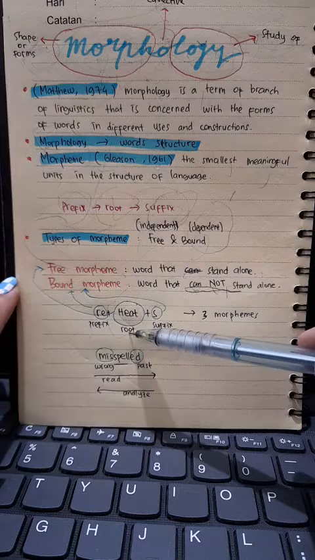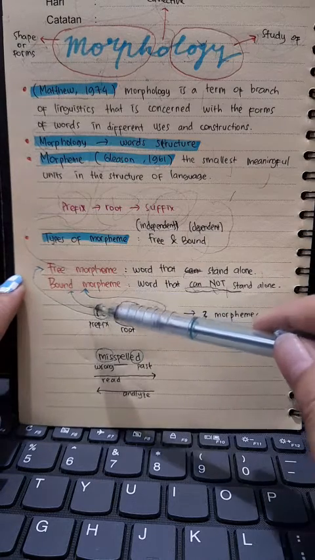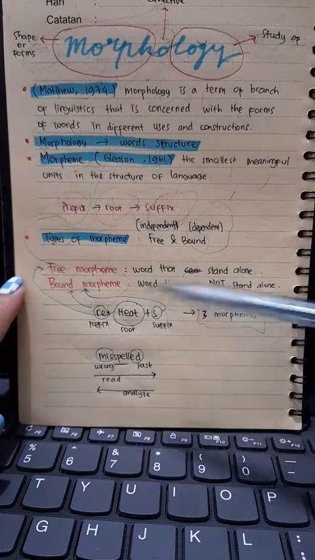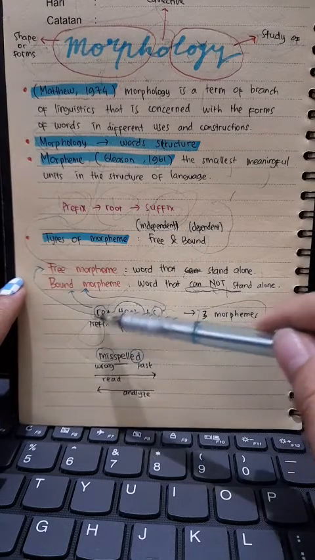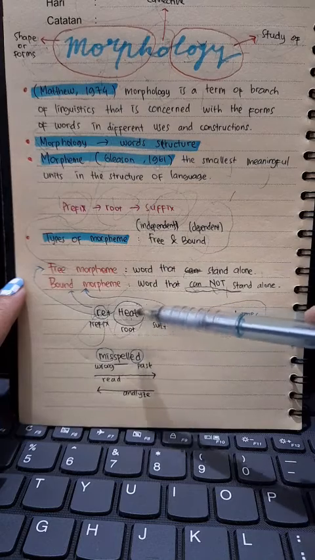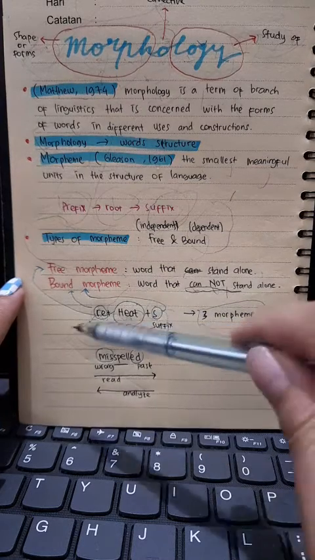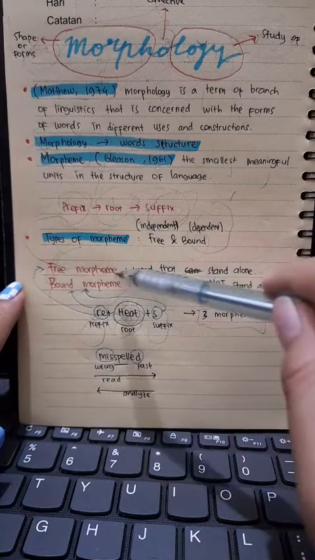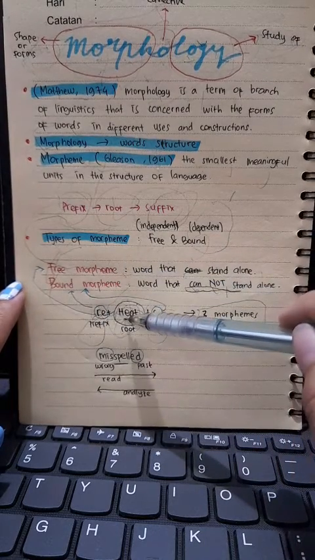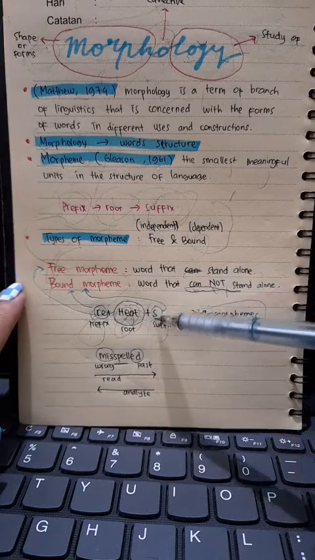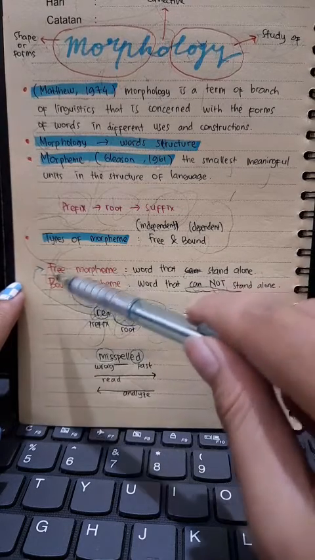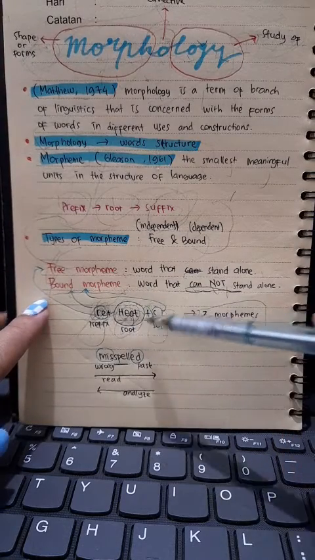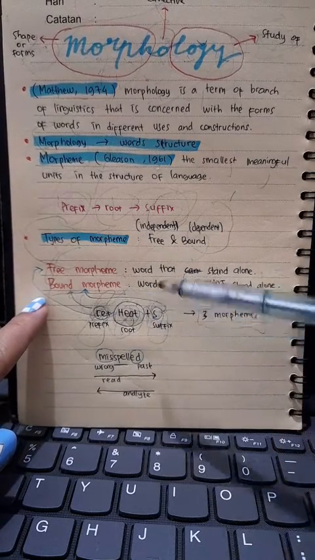Heat is the root, and if we add re and s, we have three morphemes: re is the prefix, heat is the root, and s is the suffix. Heat is a free morpheme because it can stand alone, but re and s cannot stand alone, so they are bound morphemes. They are not words by themselves, just re or just s.